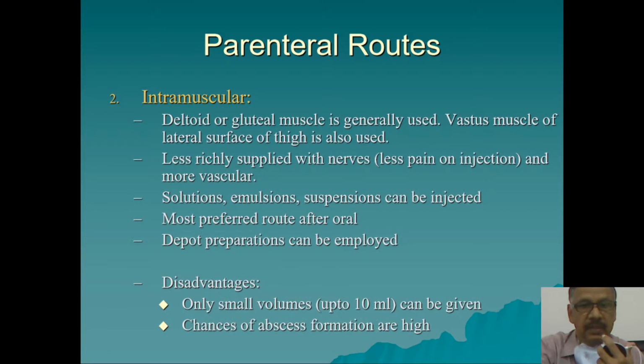Next, most common is intramuscular. It can be given in the deltoid or gluteal muscle, and that area is less richly supplied with nerves. Solution as well as emulsion or suspension can be given by this. There is no restriction on that. It is the most preferred route after oral, and depot preparations which have a sustained type of action for months together, like for contraception and all that, can be employed by this route. Disadvantage is this: only small volume. Like in case of intravenous you can give liters, but in this case a maximum of up to 10 ml can be given, and chances of abscess formation are very high.